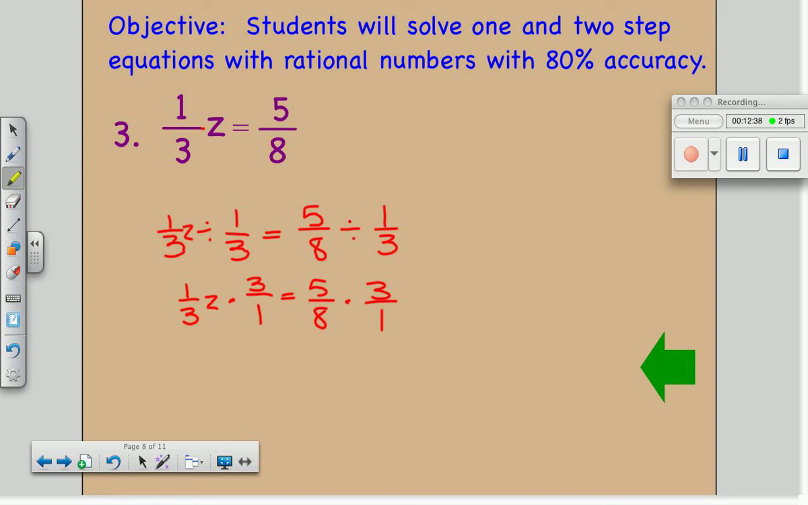1/3 z times 3 over 1 is z by itself now, because 1/3 times 3 over 1 is 3 over 3, which is the same as 1 whole. So you can put 1z if you want, but you don't need to, it's just z. 5 times 3 is 15. 8 times 1 is 8. 15 over 8. Or 8 goes into 15 one time. I have 7 left over. And my denominator is 8. 1 7/8.